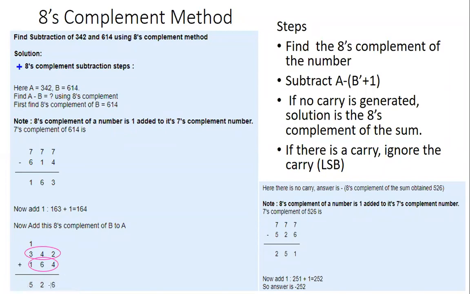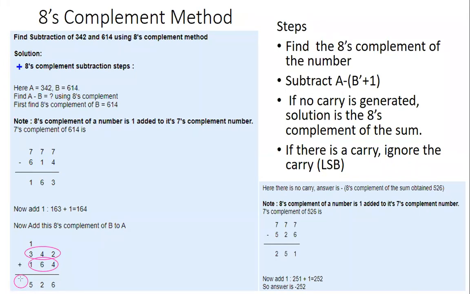So now 4 plus 2 will be 6. 6 plus 4 is 10 in decimal, so it will be 12 in octal. 1 carry. 3 plus 1 is 4, plus 1 is 5. Now no carry. I don't have a carry over here. If there is no carry over here, what do we have to do?